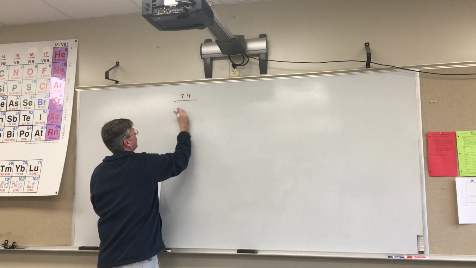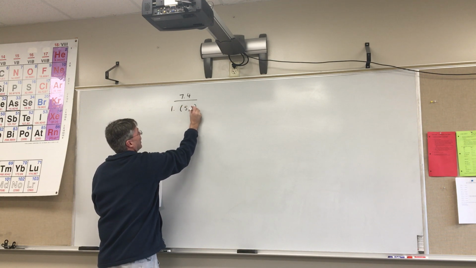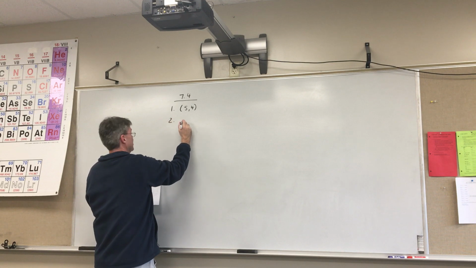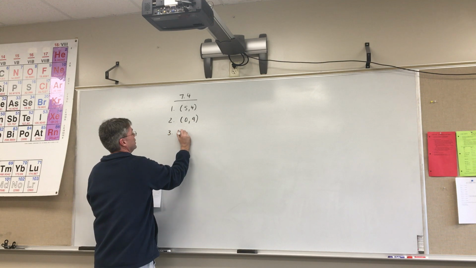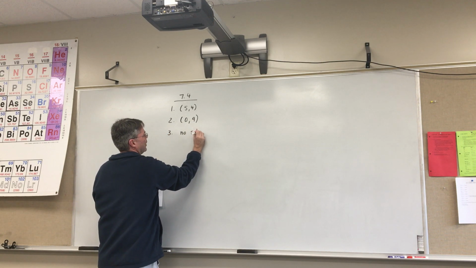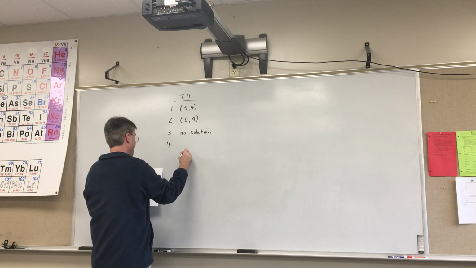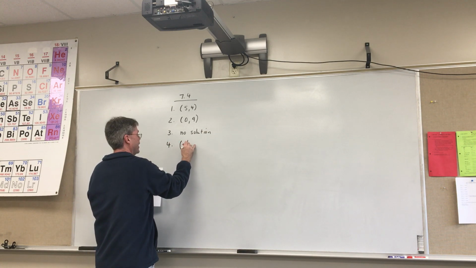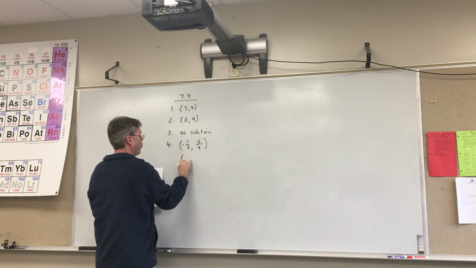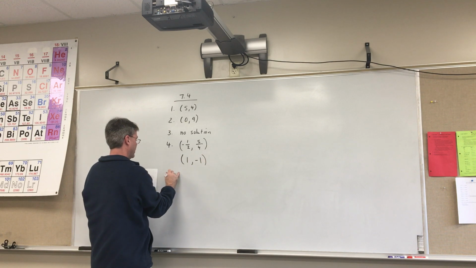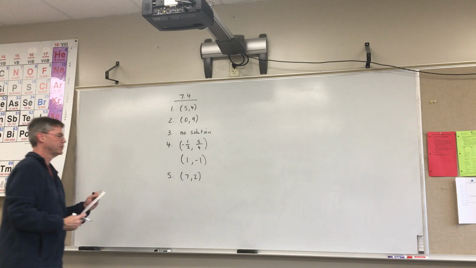The solutions for homework 7.4, number 1 is 5, 4. Number 2 is 0, 9. Number 3 is no solution. Please show your work on how you got there. Number 4 has 2 solutions, negative 1/2, 5/4, and 1, negative 1. Number 5 is 7, 2.